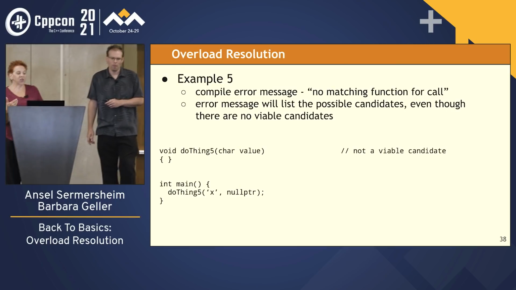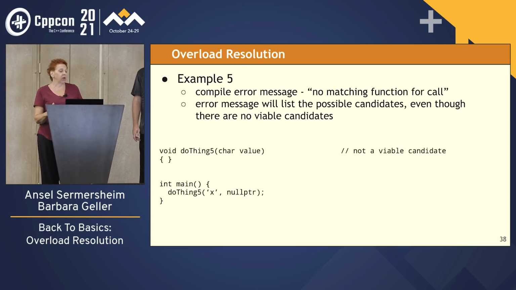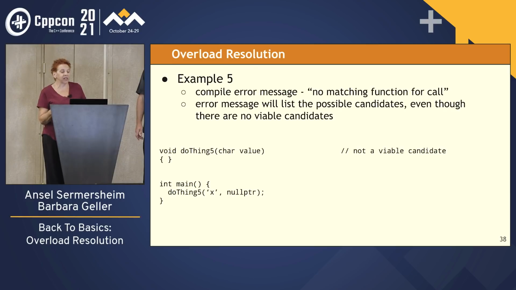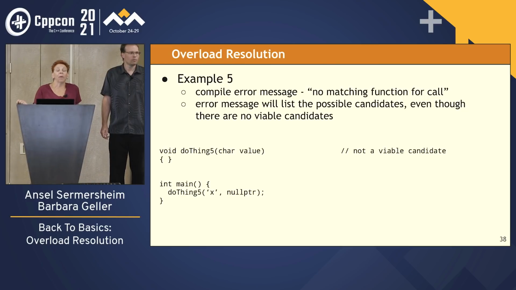So example 5 is pretty simple. All we're really showing you here is that if you get an error that says no matching function for call, then you didn't have any viable candidates. So this is something to be aware of when you're reading compile errors. And this is why we mentioned that you're using overload resolution even when you don't know it. So now you understand what this error means, and it means I didn't have anything to call. Your candidate list is not large enough.